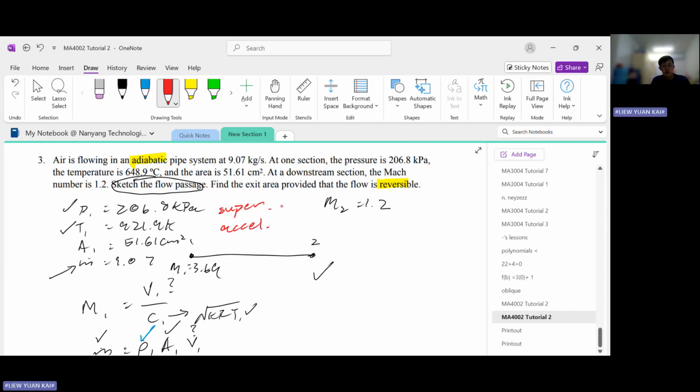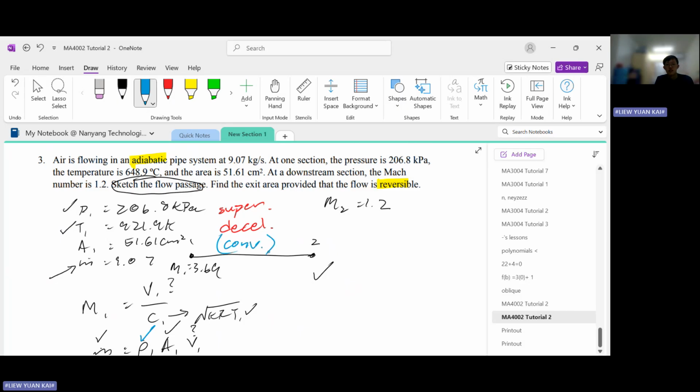So how do you achieve supersonic acceleration? You need to have a diverging... Sorry, this is deceleration because the Mach number dropped. So this is deceleration. How do you achieve supersonic deceleration? Remember that supersonic is counterintuitive. So in order to reduce the flow speed, you need to constrict the nozzle. Therefore, this must be a converging nozzle.